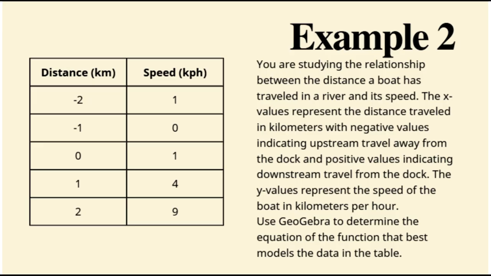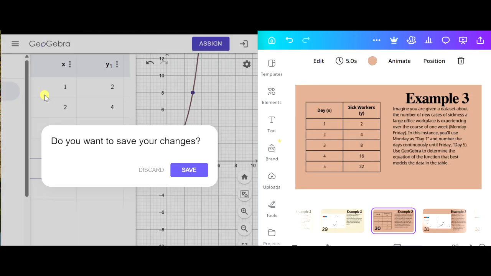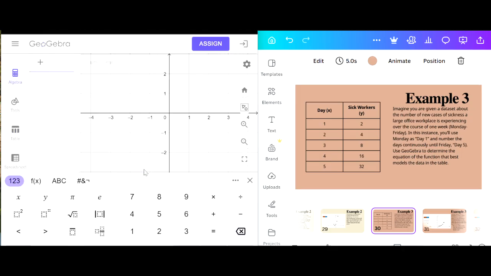I'll go ahead and show you this example. For some reason, GeoGebra and the book are not vibing with each other, and I'm not sure why. Let's try this one again.